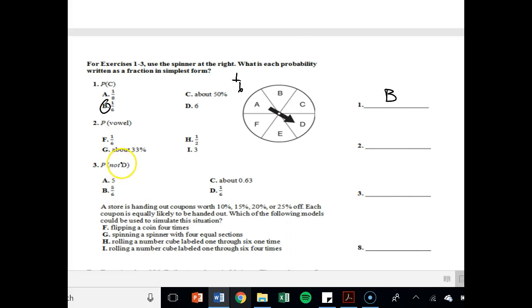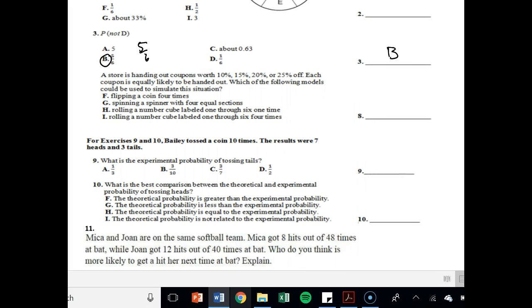What is the probability of not landing on D? So 1, 2, 3, 4, 5 out of 6, right? So that is B again. So B. Let's look at number 9. Excuse me. So this is going to go here for number 8. My bad. This is number 8.